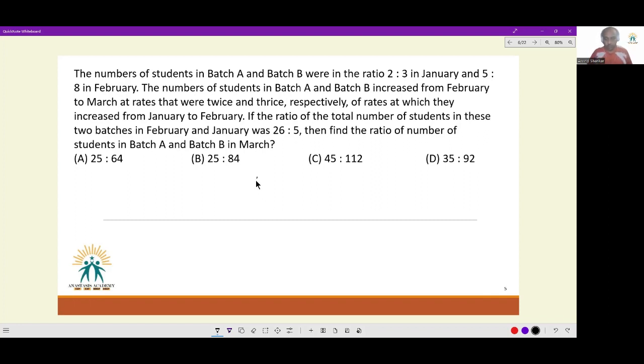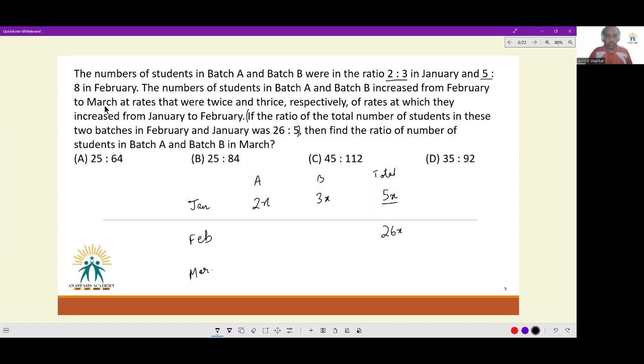Okay. Say A, B, and total, for January, February, and March. Now see, the wonderful thing is we are told this data point. The ratio of total number of students in these two batches in February and January was 26 and 5. So this is 26x. This is 5x. This 5x is wonderful because the number of students in batch A and batch B in January were in the ratio 2:3. If the total is 5x here, this can be 2x, this can be 3x.